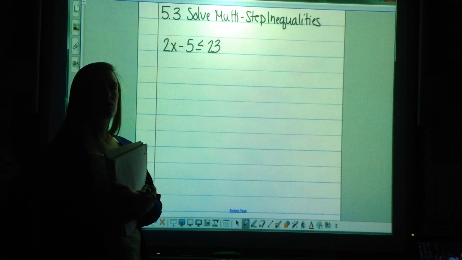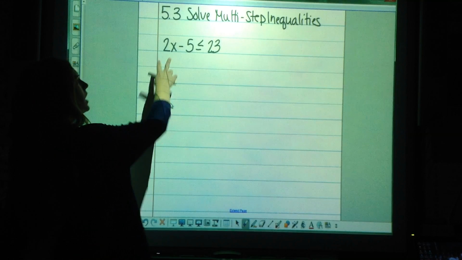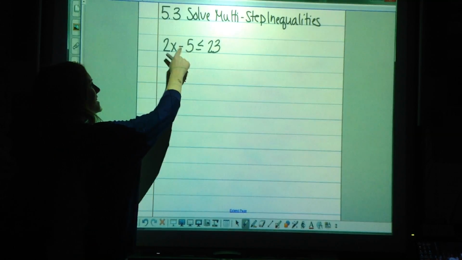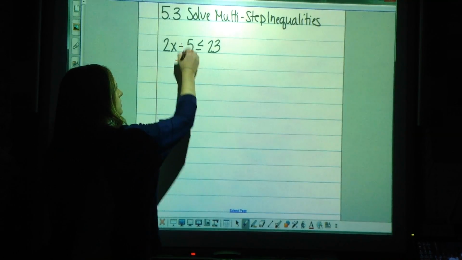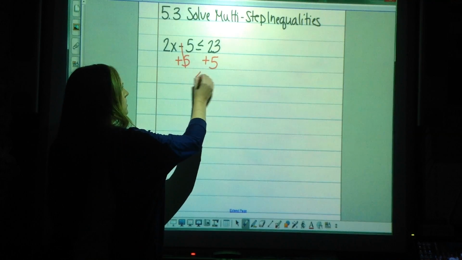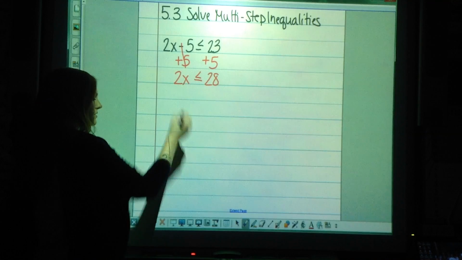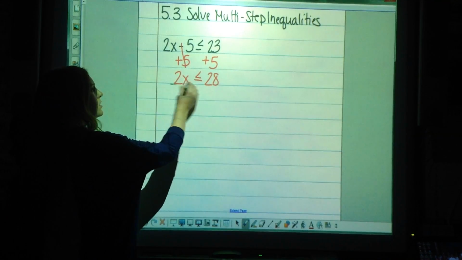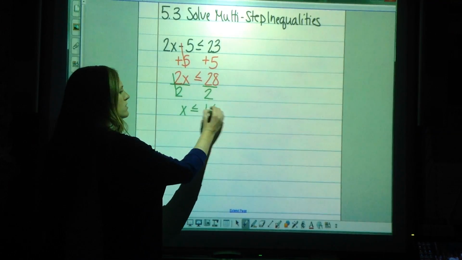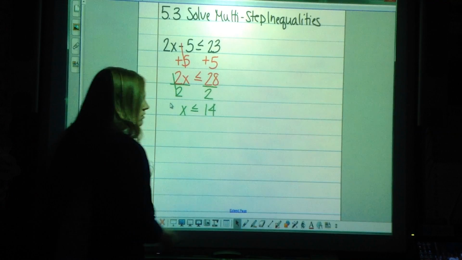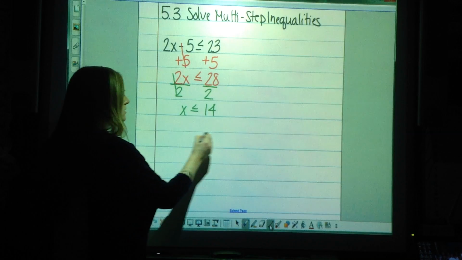When you have a multi-step inequality, you always bring the non-variable term to the other side of the inequality first. So I'm trying to move the 5 and the 2. This is the non-variable term, so I'm going to move that first. On the left side of the inequality, I'm left with the 2x. They're multiplying, so I'm going to divide. I'm not dividing by a negative, so I do not switch the inequality sign. We get x is less than or equal to 14.